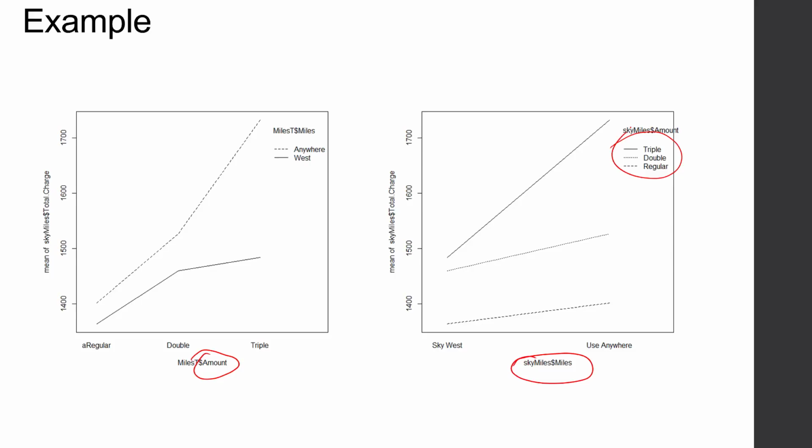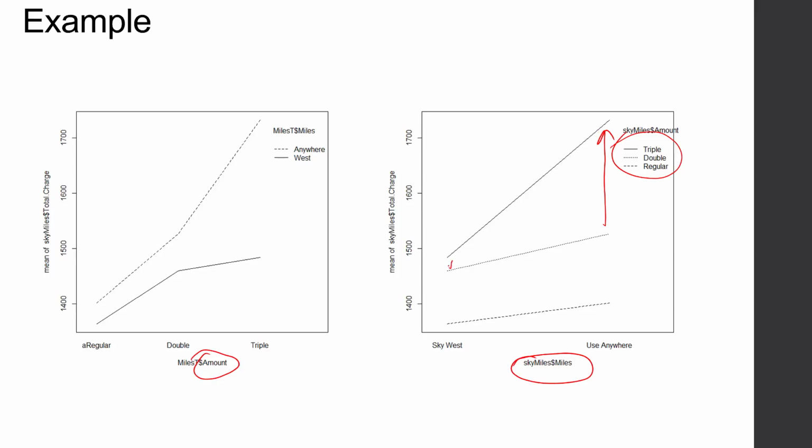Okay, so does it look like there's a significant interaction here? Yes, it does. It looks like on this plot, the gain that you get by offering Anywhere miles is definitely different depending upon whether you offered regular, double, or triple miles, right? It looks like those lines are not parallel. They would cross if you kept extending them. And we can see that interaction over here on the second plot as well.